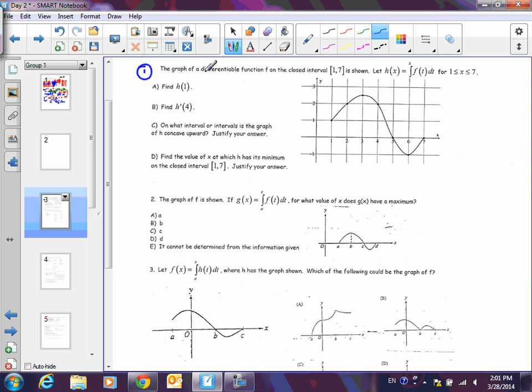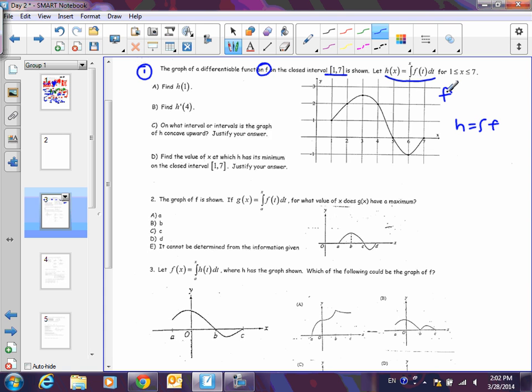So graph of a differentiable function f. Okay, so this is the graph of f. Closed interval. That's always something we're going to see when we think probably we're going to do absolute maxes and mins. All right, and then they give us our equation. So we're going to write that down again. H equals the integral of f.